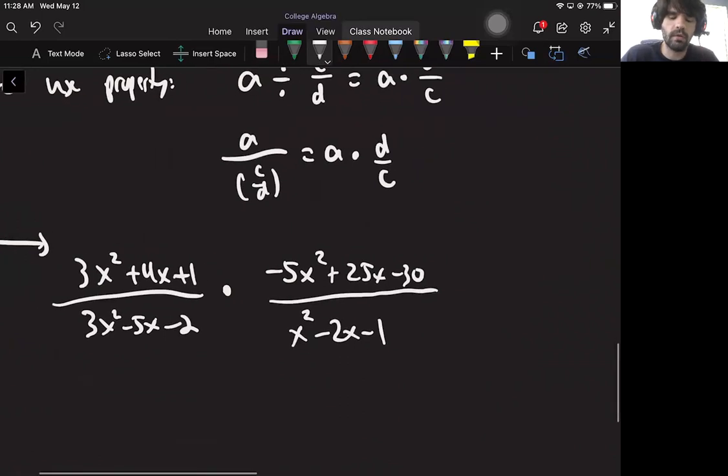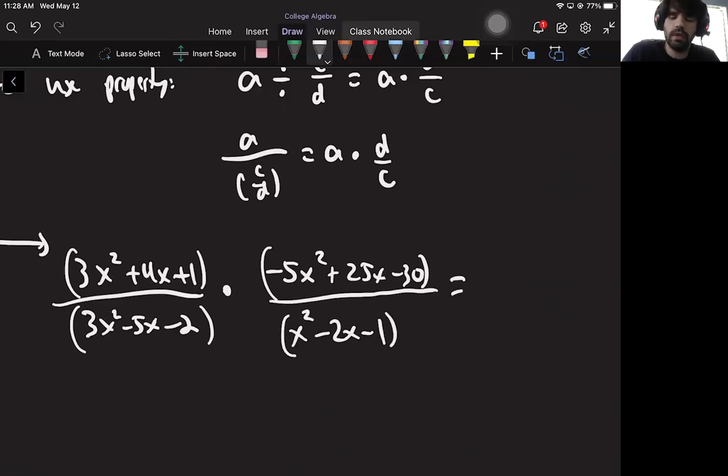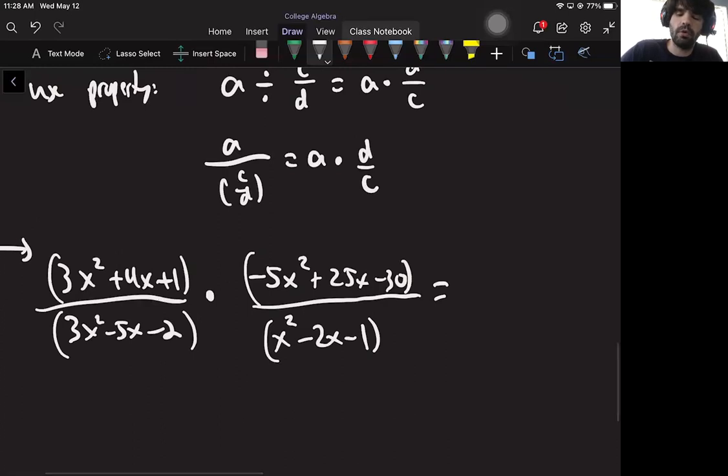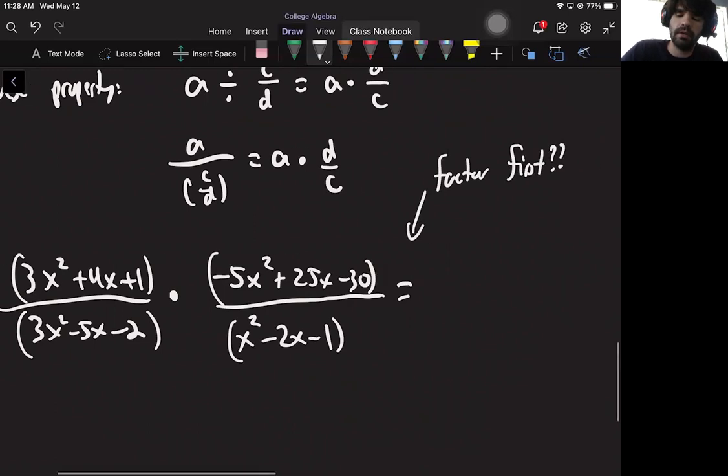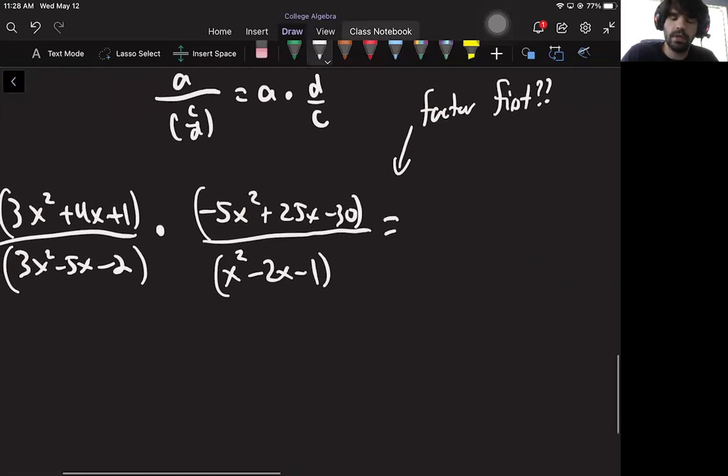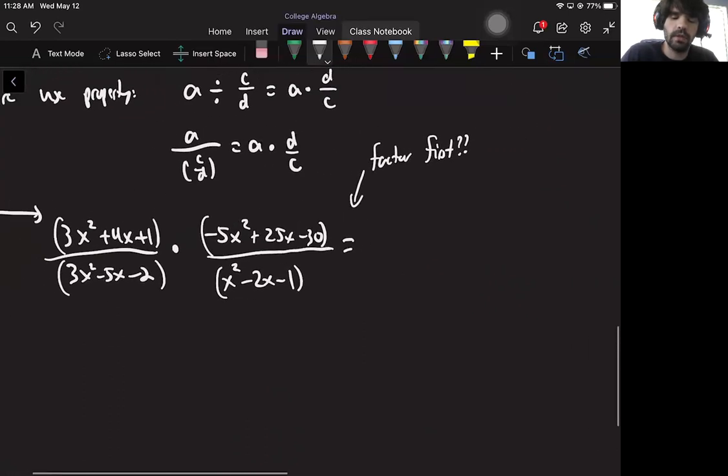So now it's exactly like the previous problem, and it's multiplication again. So all I have to do is multiply across. So it's this thing times this thing, and then this thing times this thing on the bottom. But what you can do is you can actually factor before you stick them together if you want. It doesn't matter. So I put a question mark. You can put them together first and then factor, or you can factor and then put them together.